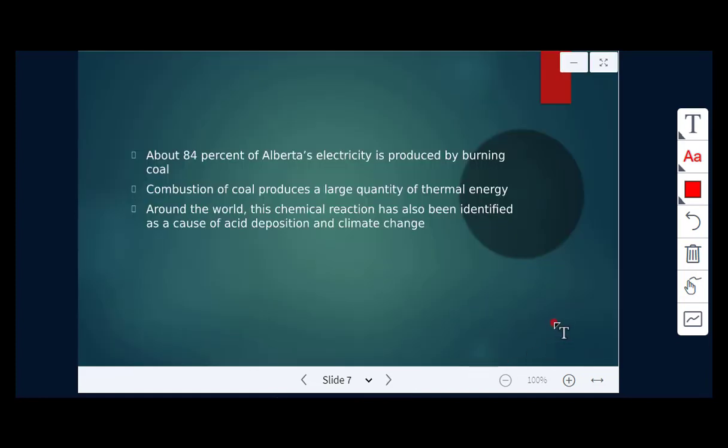About 84% of Alberta's electricity is produced by burning coal, and this combustion of coal produces a very large quantity of thermal energy. And around the world, this chemical reaction has also been identified as the cause of acid deposition and climate change.